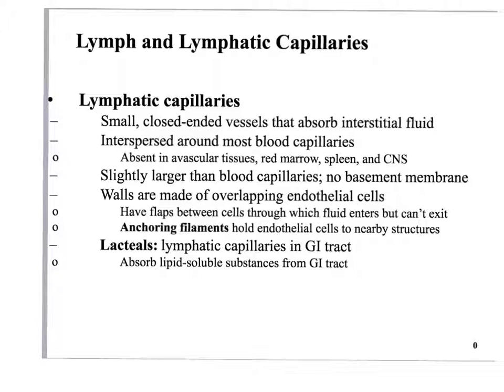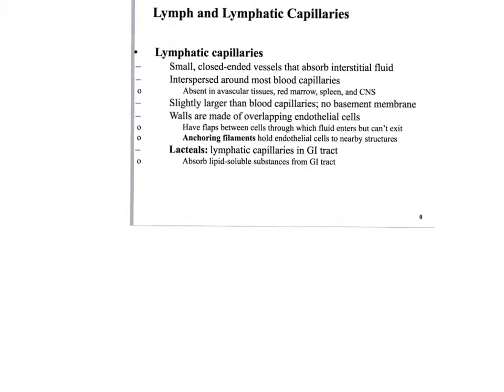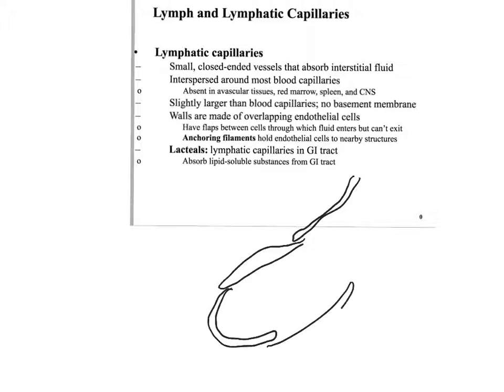When we talk about lymph vessels, we have the capillary bed, and those green vessels that I drew earlier are lymph capillaries. They're small, thin-walled vessels that are close-ended. They kind of look like this. So they have a closed end. That's one cell, and then they have this cell, and then they'll have another cell that wraps around there. These are all endothelial cells.